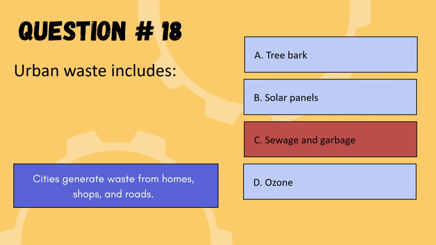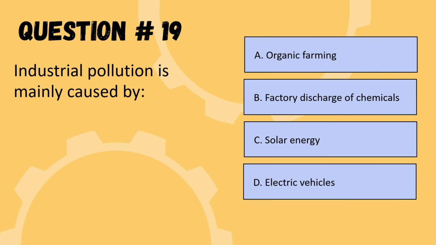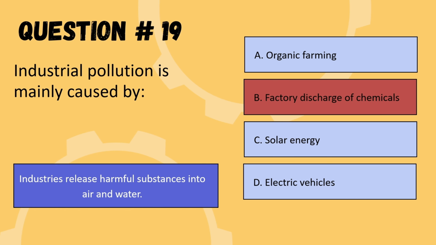So we are moving to the next question. Next question is, industrial pollution is mainly caused by. Options are organic farming, factory discharge of chemicals, solar energy, or electric vehicles. So the correct option is option B, factory discharge of chemicals.